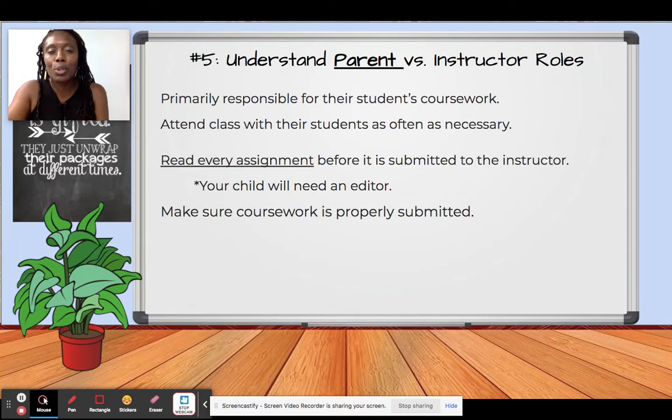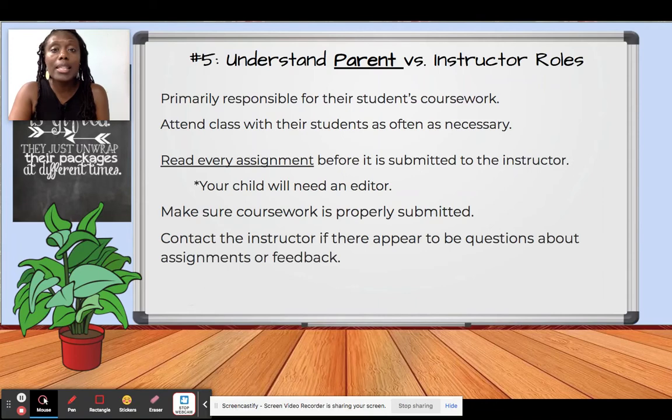Also, make sure the coursework is properly submitted. I'll be using Google Classroom only for submissions just because it's a more organized platform than Outschool is. So I will be sending the link to your child's Google Classroom probably about 3 days prior to the class beginning. So I only send the invitation to students who are enrolled and who are staying enrolled.